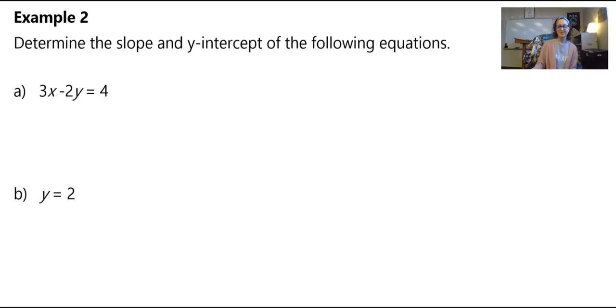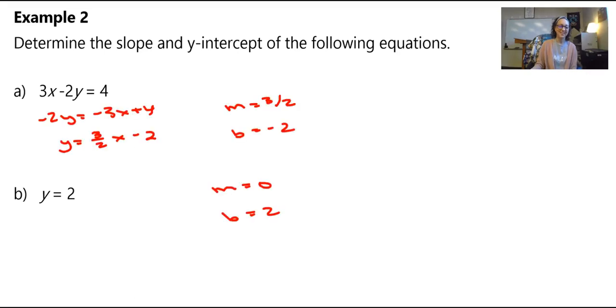All right, and force a pause on your screen. I'd like for you to try example 2 on your own, and then hit continue when you're ready to check your answer. Make sure you grab a second color when you're ready to check your answer. My hint for the first one is solve for y, so get y by itself. In other words, get it in slope-intercept form.